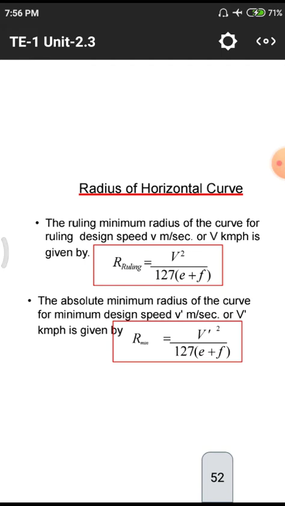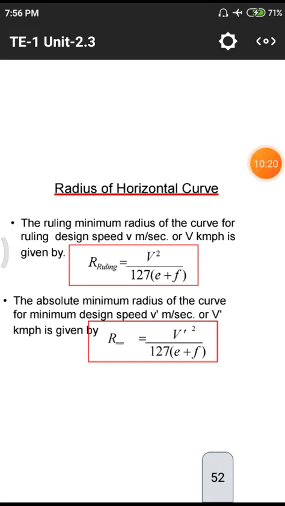Next one is the radius of the horizontal curve. What is a horizontal curve? Previously we discussed horizontal curves and vertical curves. What is the radius of the horizontal curve? In minimum radius, we have to go for a design speed with respect to meter per second and kilometer per hour, given by R ruling. That means ruling gradients and minimum gradients, which we discussed previously.